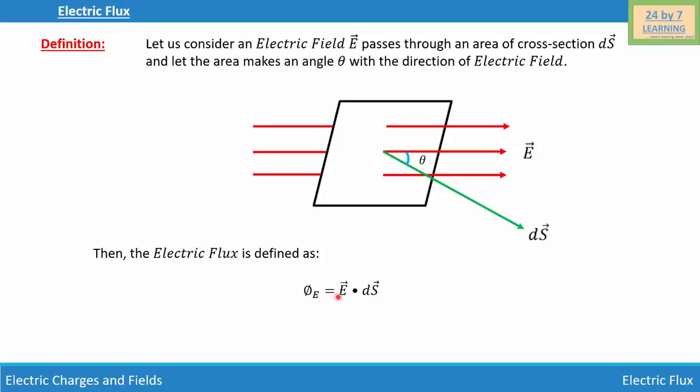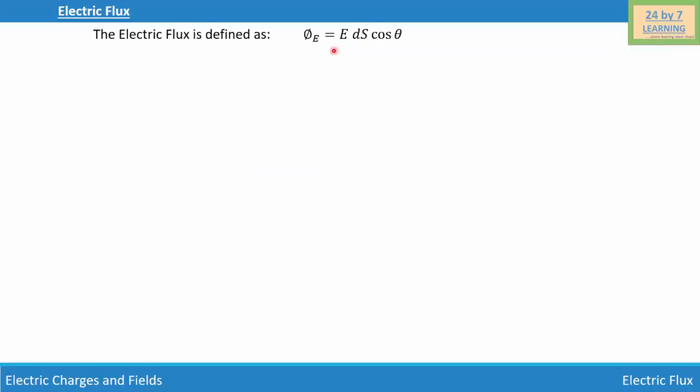So basically the electric flux is the dot product of the electric field and the area vector. If we simplify further, we will get phi E is equal to E ds cosine theta. So basically, as you can see, this is my electric flux. Based on the value of cosine theta, we can have different values for the electric flux. So let's consider the different cases.